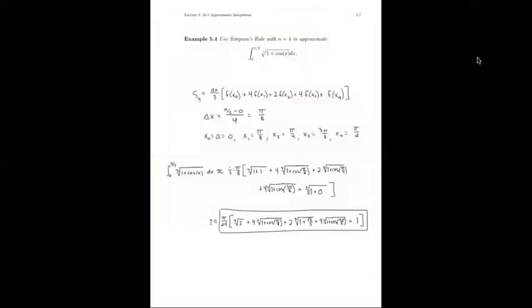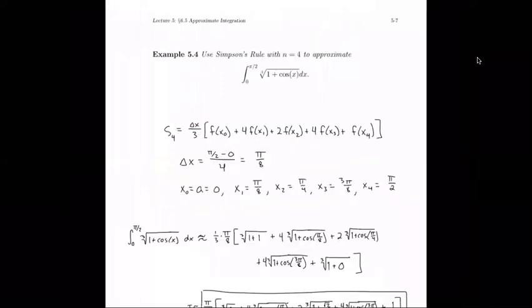So first example, use Simpson's rule with n equals 4 to approximate the integral from 0 to pi over 2 of cube root of 1 plus cosine x dx. And again, it's worth pointing out, 1 plus cosine x has a pretty decent antiderivative, but as soon as we throw in a cube root in there, that's going to make it that much more of a mess.